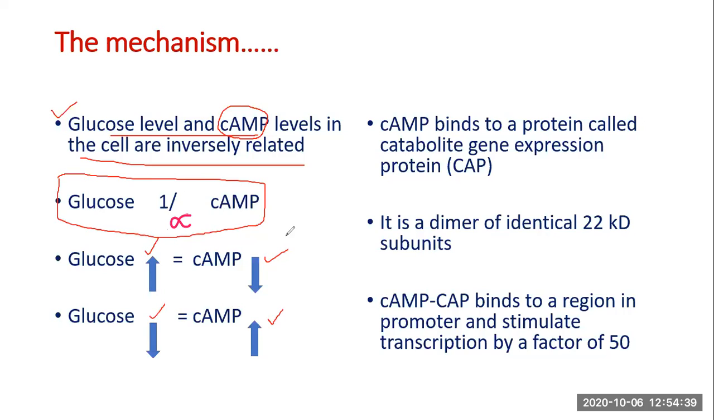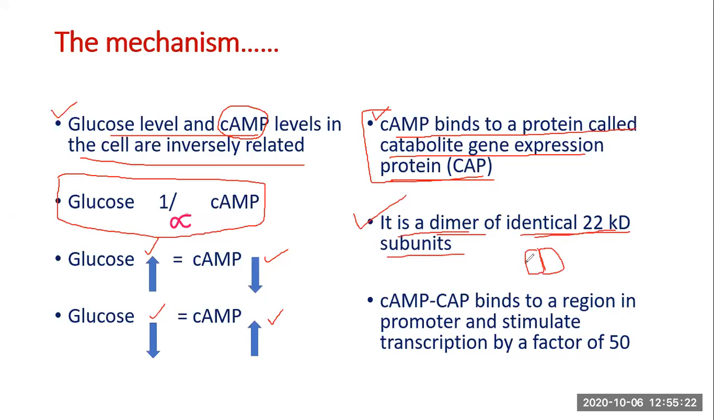Now this cyclic AMP in the bacterial cell binds to a protein called catabolite gene activator protein, CAP. There seems to be some more problem with the internet connection here. This catabolite gene activator protein, CAP, is a dimer of identical 22 kilodalton subunits.